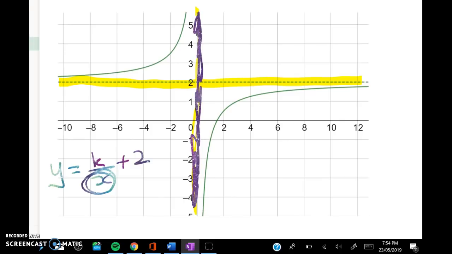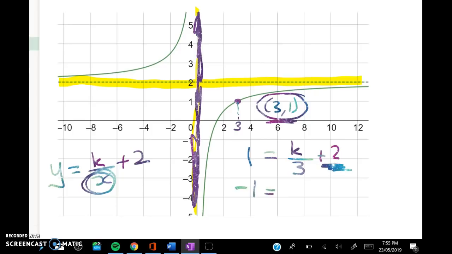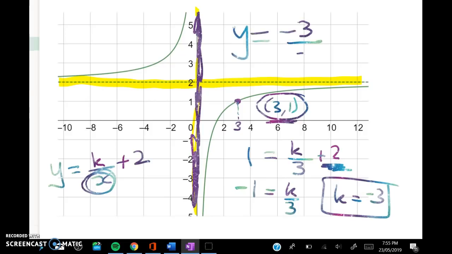So let's find a blobby point. Again, quite hard to do, just like it is in the Theta book. This one here looks good. So that's (3, 1), but it's actually a bit dodgy to do that because it could be a wee bit off and we just can't tell. But that's the point that I'll use here. So we get 1 is equal to k divided by 3 plus 2. So subtracting this from both sides gives me -1 is equal to k on 3, and k is equal to -3. Right, so my equation is y equals -3 divided by x plus 2.